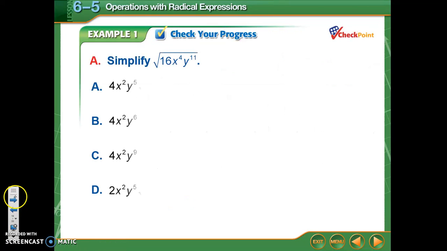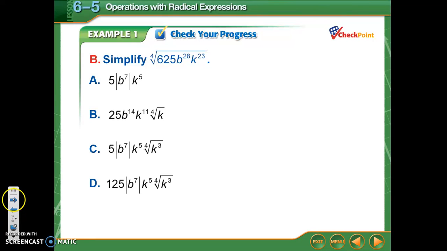All right, so it's your guys' turn. Try this one. Okay, the answer here is A, 4x squared y to the 5th times the square root of y. And for this one, your answer here is C.